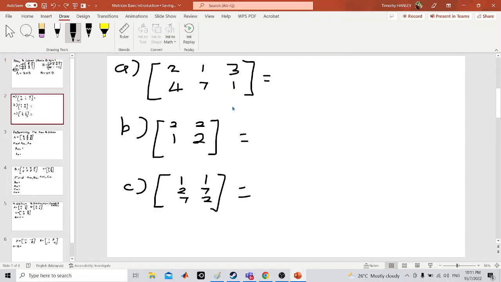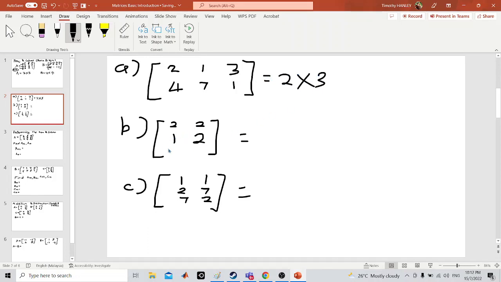So you guys can pause for 5 minutes to answer these questions, and we can proceed after that. So how to answer the first question? We can see that it has 2 rows, 1 and 2, and it has 3 columns, sorry, 1, 2, 3. So the answer is 2 by 3.